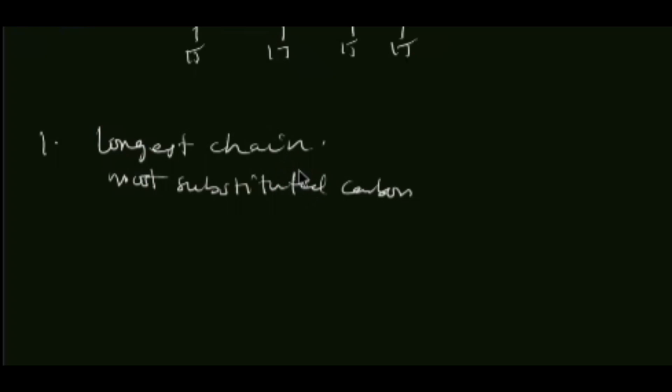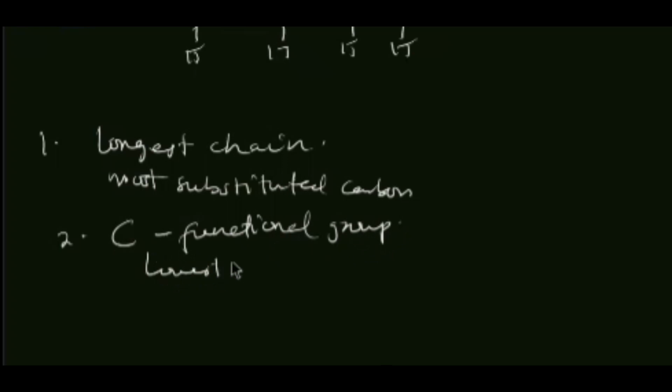Now, a carbon bonded to a functional group must have the lowest possible carbon number. If you have a carbon bonded to a functional group, then that carbon should have the lowest possible carbon number.